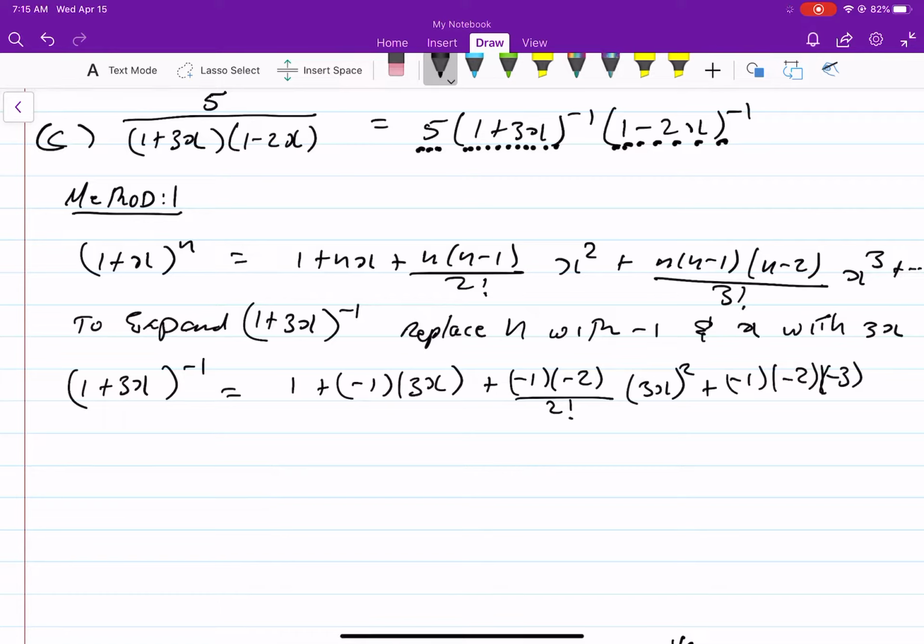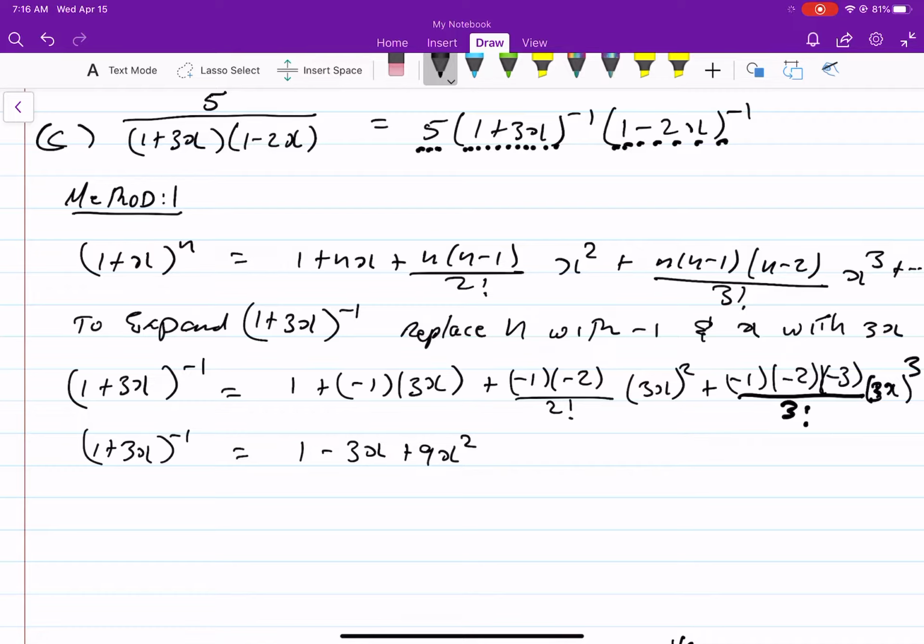Right, minus 1, minus 2, minus 3 upon 3 factorial times 3x all cubed. Okay, let's tidy that up. 1 plus 3x to the minus 1 becomes 1 minus 3x. This is 2 upon 2 factorial, that goes to 0. 3 squared is 9, plus 9x squared. So it's plus, minus, plus.